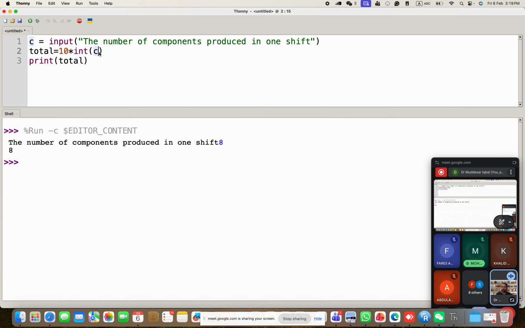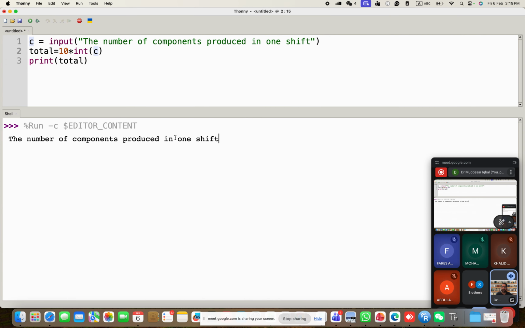C is a single shift, right? So you multiply with 10 because there are 10 shifts. So you print the total. That's it. So I do it again. 8 times 10, 80. That's the answer. And that's it. Nothing less, nothing more. This is how the one question is done.